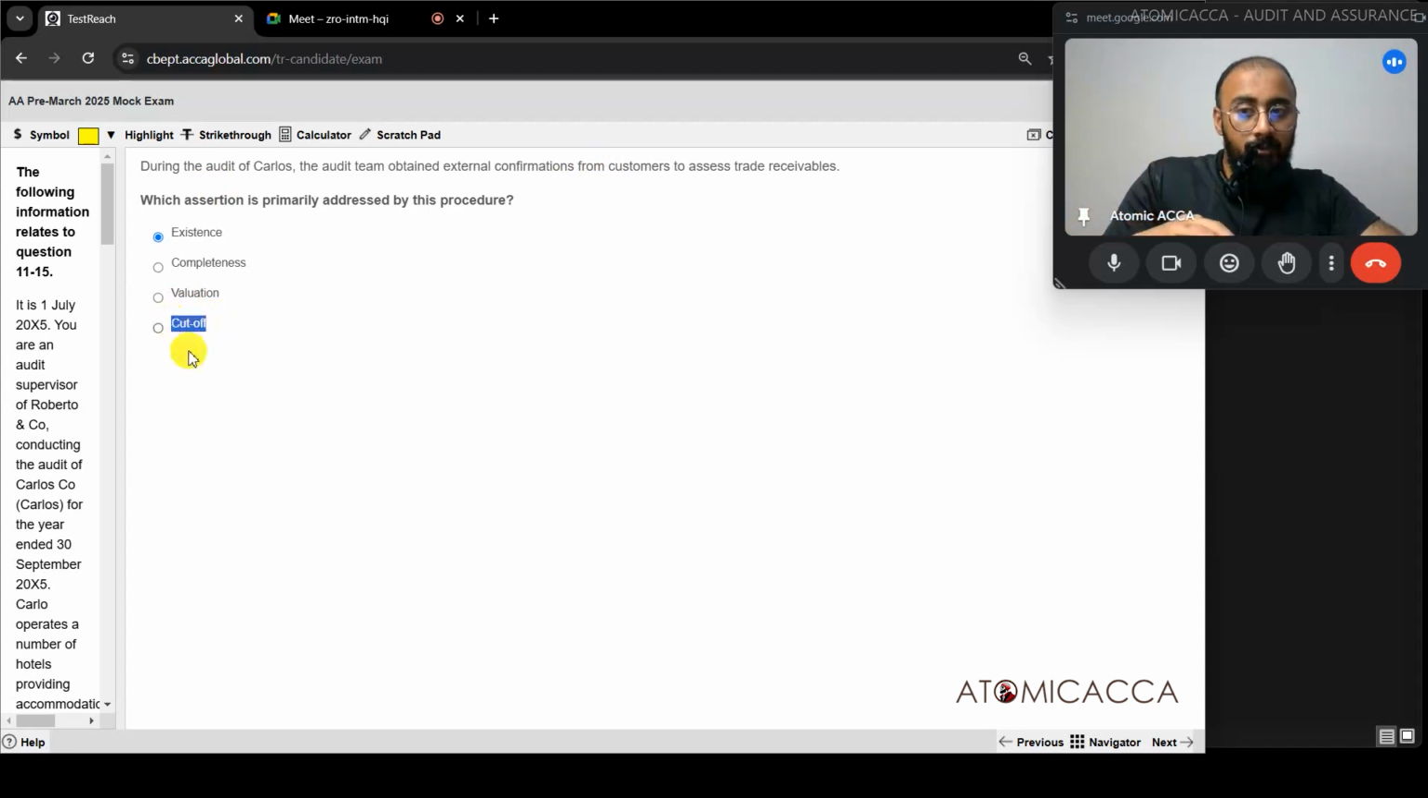Finally, cutoff. Cutoff is related to the time period, and cutoff is an assertion generally related to SOPL items and not SOFP items. So this will also not work out over here, which means existence is our answer.